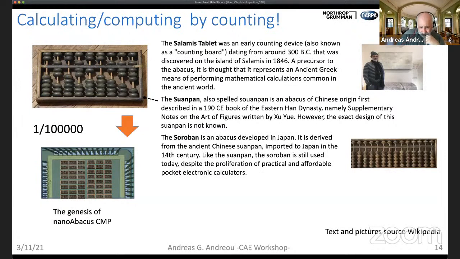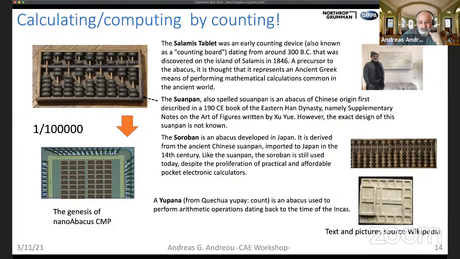And the Soroban is an abacus that was developed in Japan, and it is derived from the ancient Chinese Suan Pan. And finally, Yupana is an abacus used to perform arithmetic operations back in the time of the Incas in Central America. So we see that all cultures, whether Greek, Chinese, Japanese, or American, had thought about devices to do computations, and mostly what they did is do these computations by counting.